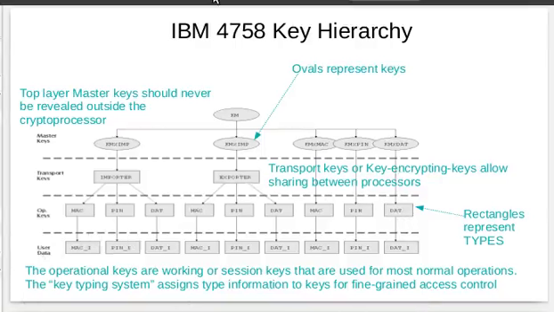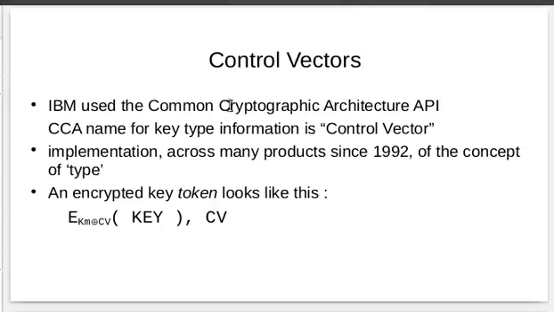Who can access what? These hardware security modules typically have two modes, like a supervisor mode and a regular user mode, things like that. And there were all these specific rules about what you could transfer by whom. IBM used CCA, which stands for the Common Cryptographic Architecture API. The CCA name for key type, which we used in Visa security modules, is called control vector. So whenever you see CV, you want to think of that as type or control vector.